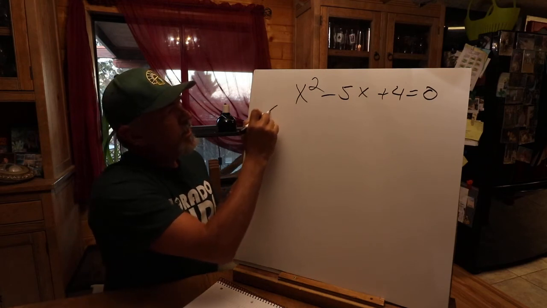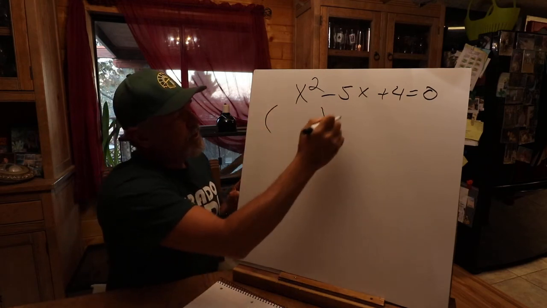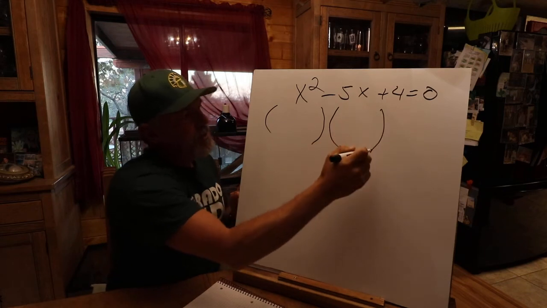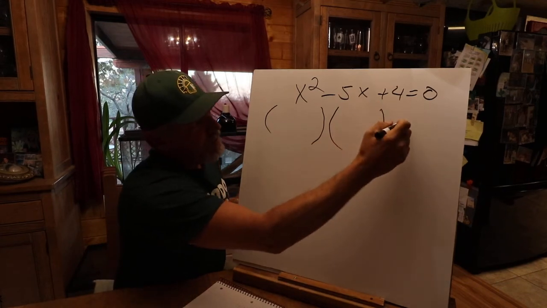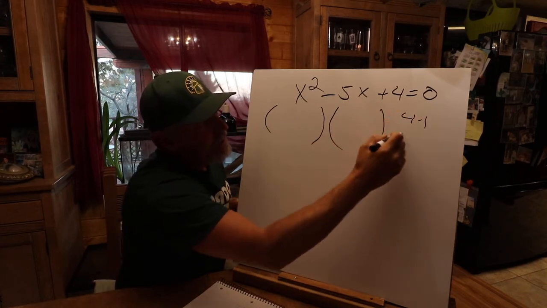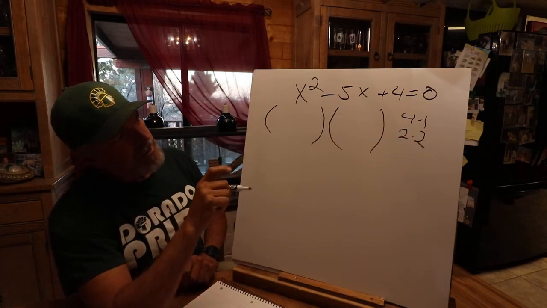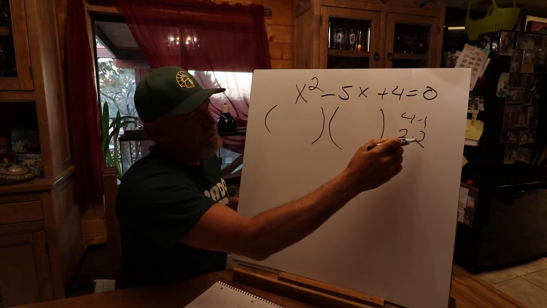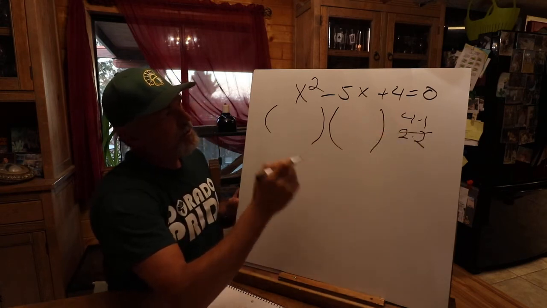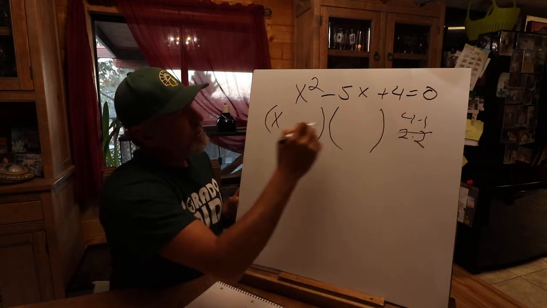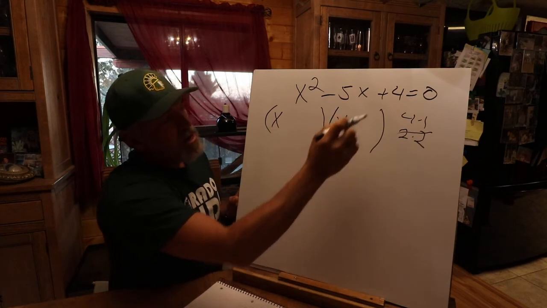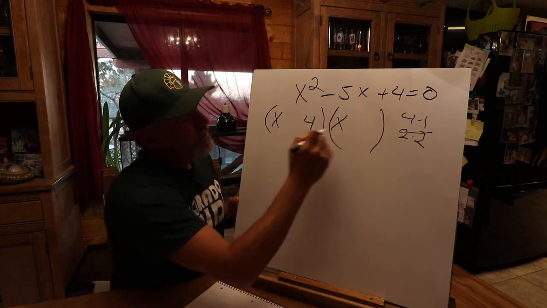So we take this thing and we make our 2 factoring parentheses, and we take all the factors of 4, which are just 4 and 1, and 2 and 2 to start. I'm trying to make a 5 in the middle. I can see that the 4 and the 1 is going to do it, not the 2 and the 2. So I put my x's, just like we've been doing. Put my 4 and my 1.